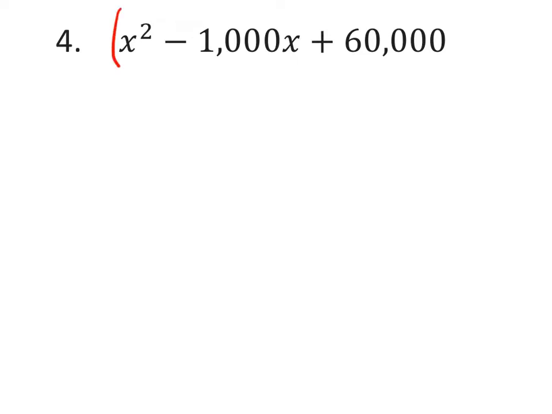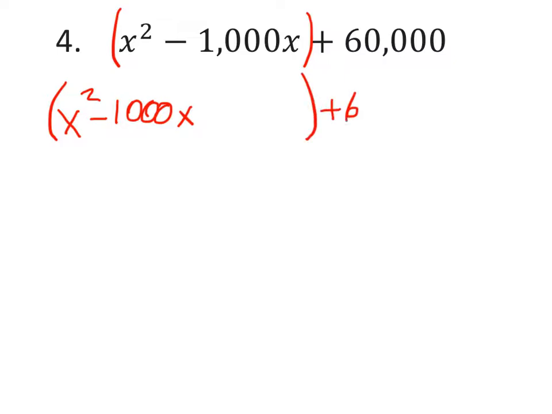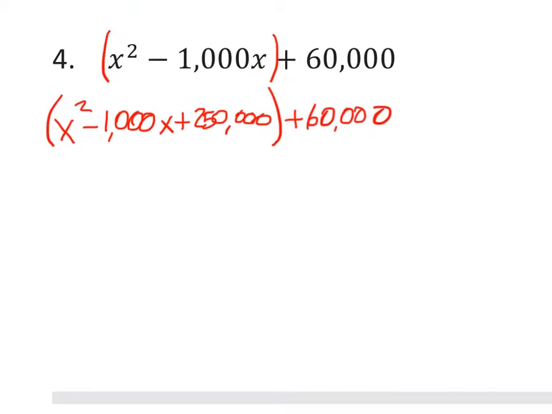Let's isolate these two and come up with x squared minus 1000x. Leave a space, and then you have plus 60,000 out here. Half of 1000 is how much? 500. 500 squared is 250,000. And if I add 250,000 in there, then I must subtract it out here.